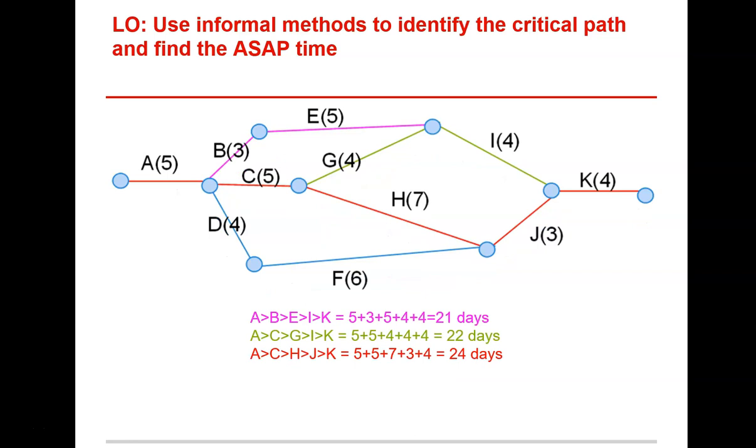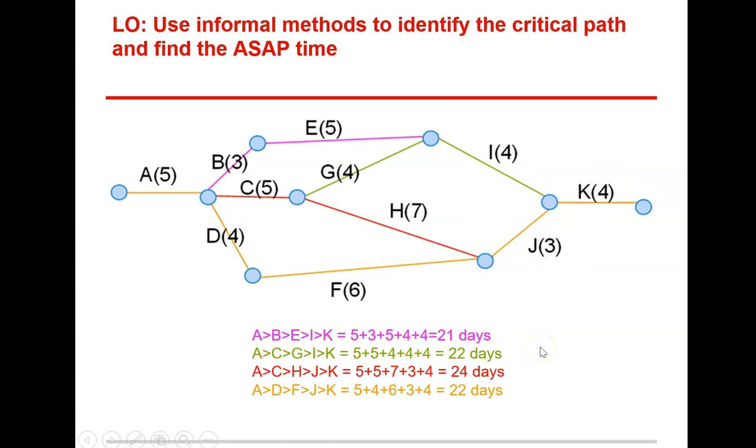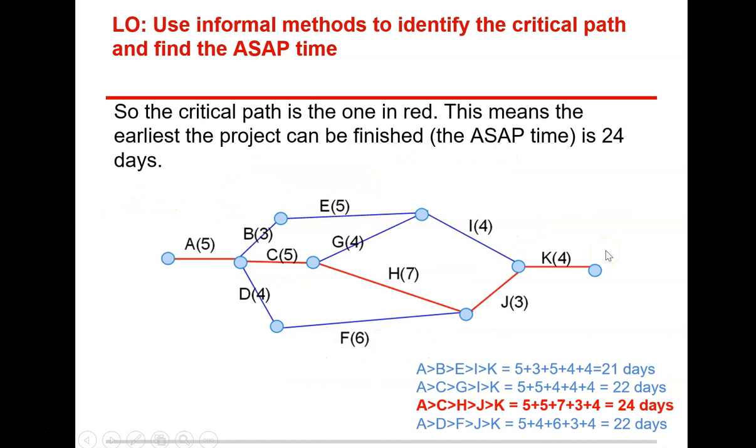Having a look at the one through the middle going the low road, going down this way, we've got A, C, H, J, K, gives us 24 days. And I think the last path to check is the bottom one from A and down and across is 22 days. And so we can see from this that our longest path was the middle one, right? So it was A to C to H to J to K, which gave us 24 days.